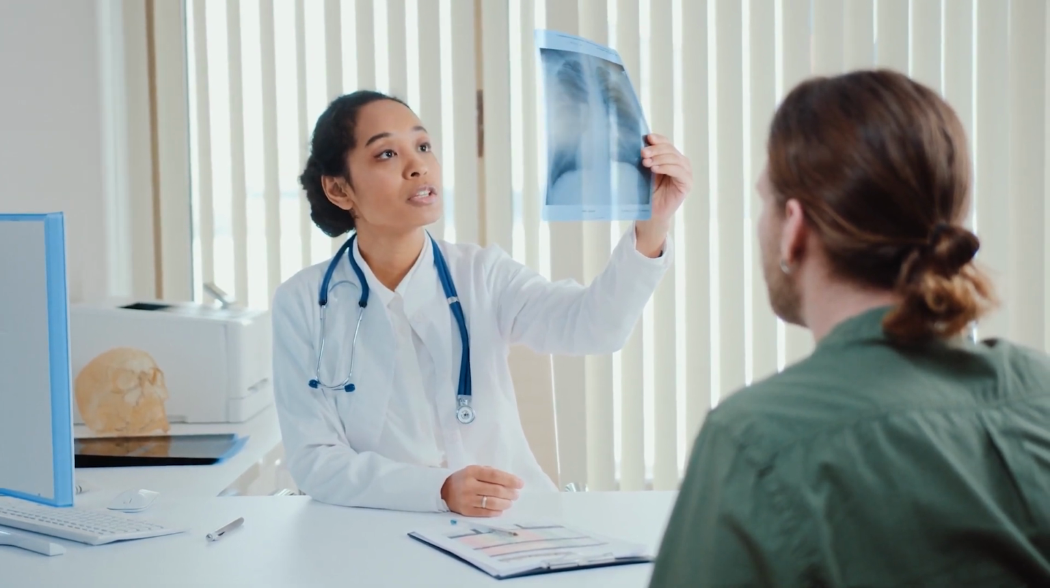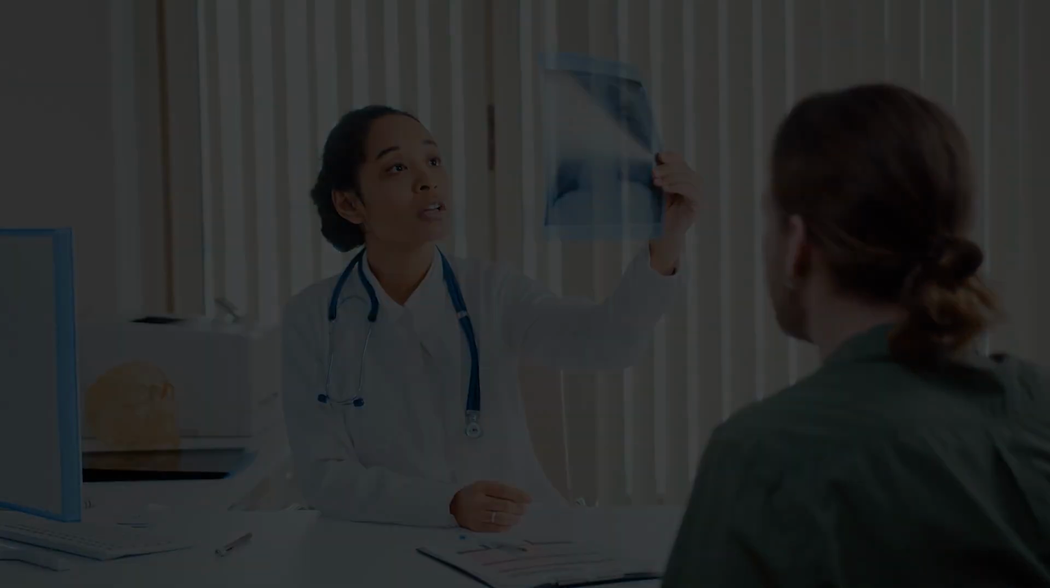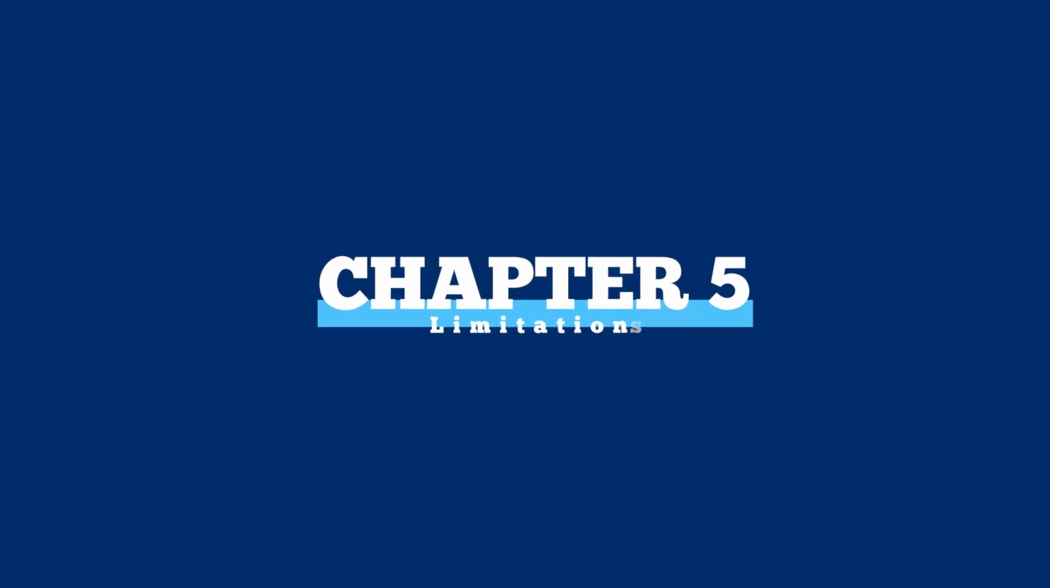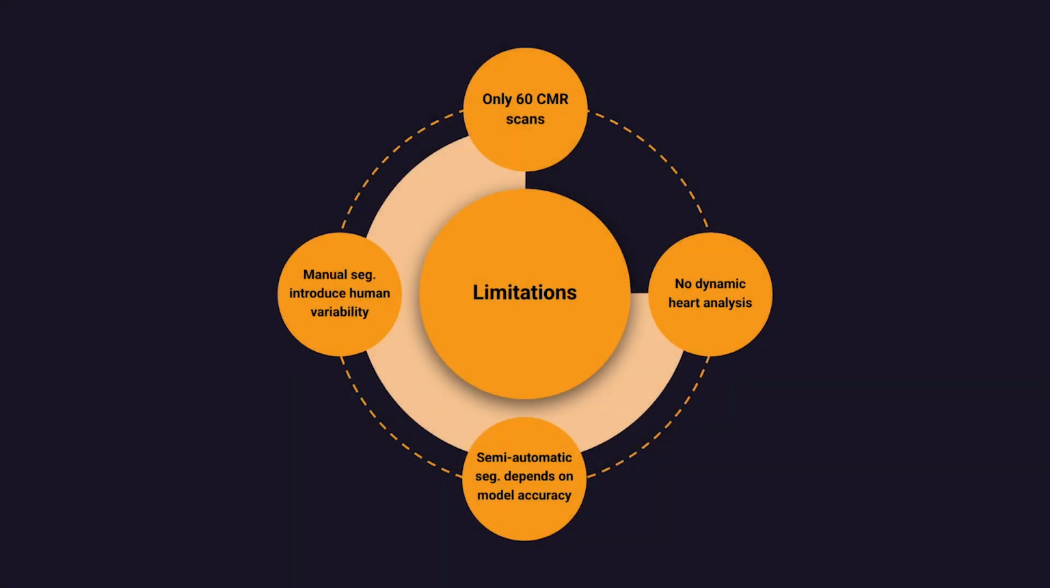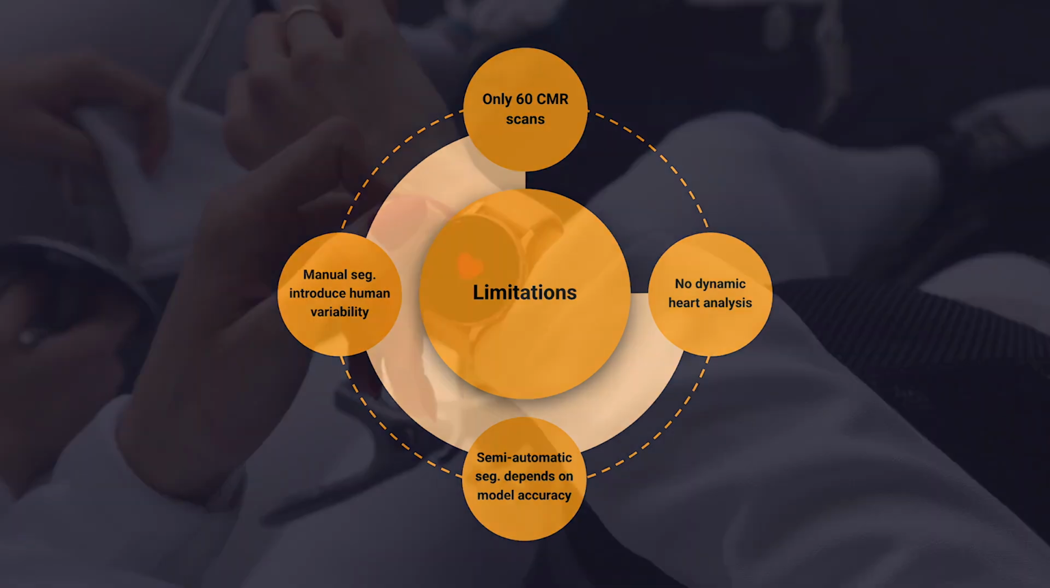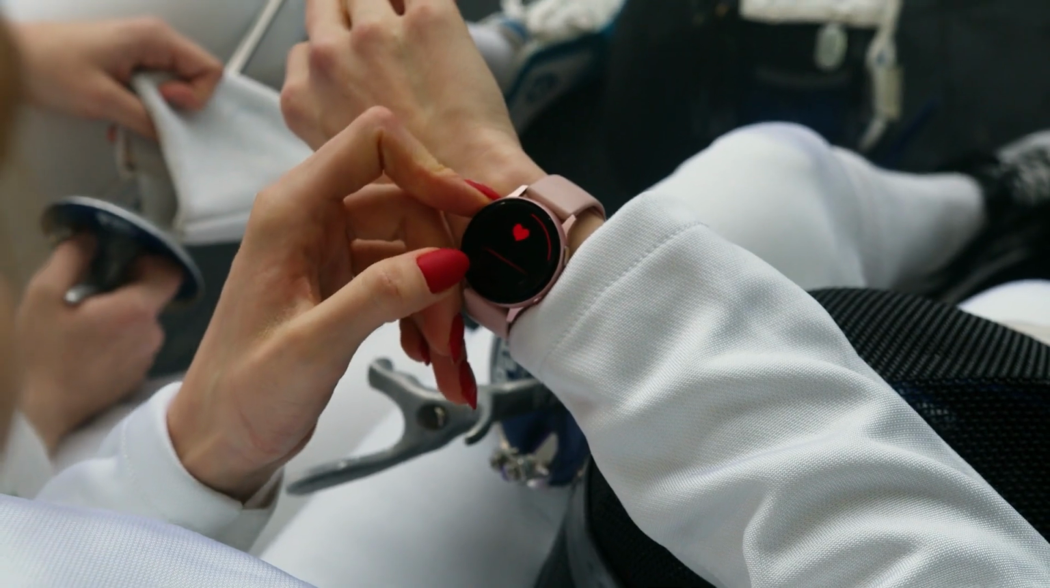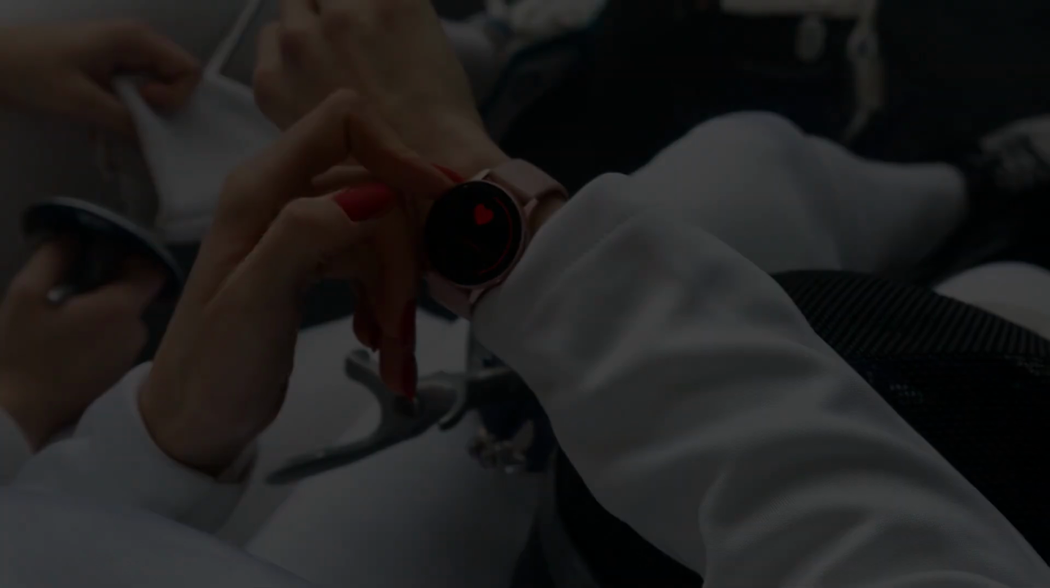Now, let's discuss the limitations and challenges in the next chapter. While this dataset offers great value, it's important to recognize its limitations as well. For instance, the dataset contains only 60 CMR scans, which, though diverse, may not cover all possible CHD subtypes. Additionally, manual segmentation masks, while accurate, can introduce human error, while the semi-automatic process highly depends on the model accuracy and may require extensive corrections. Also, the static nature of the heart images may limit dynamic heart function analysis.